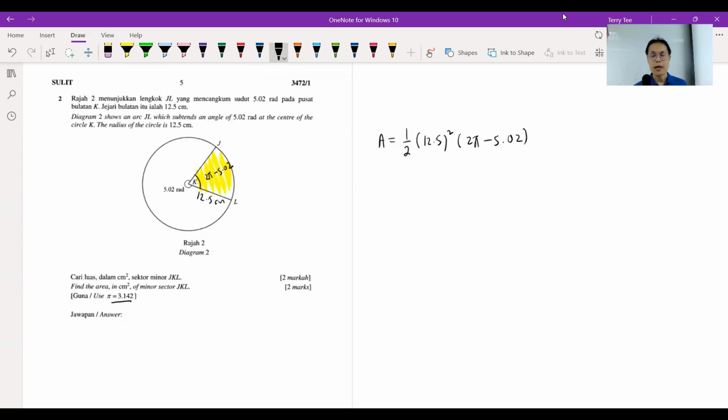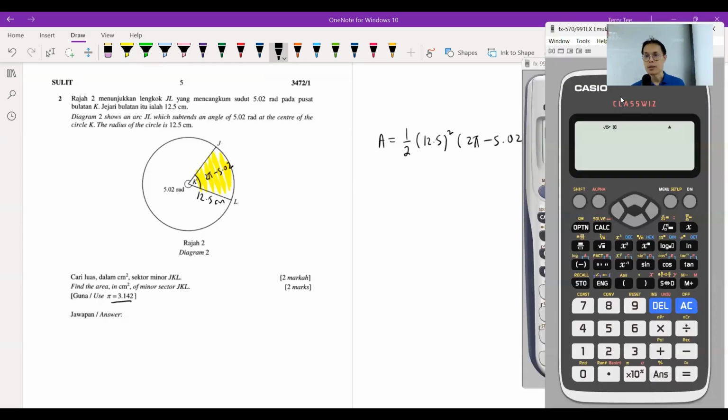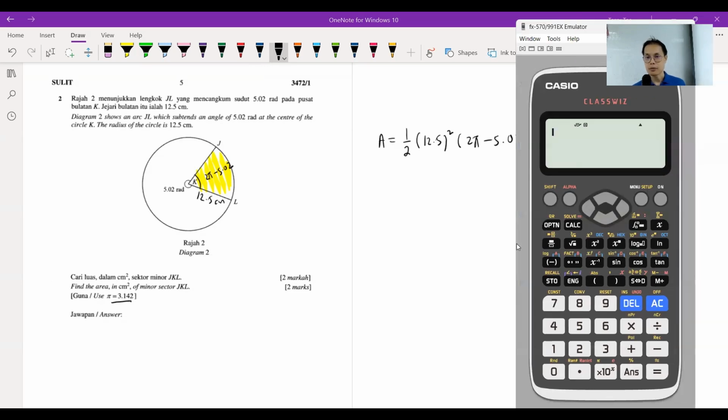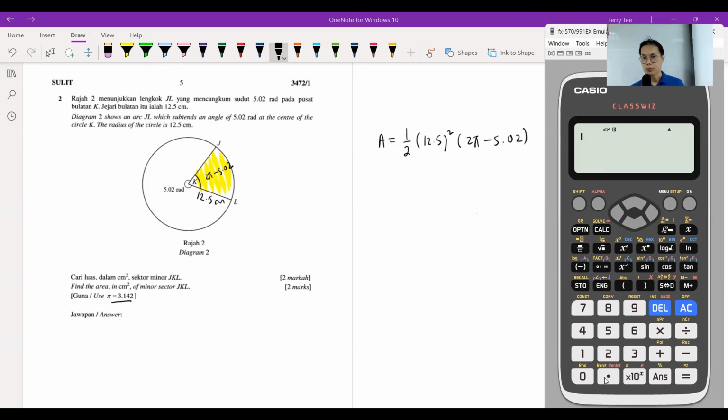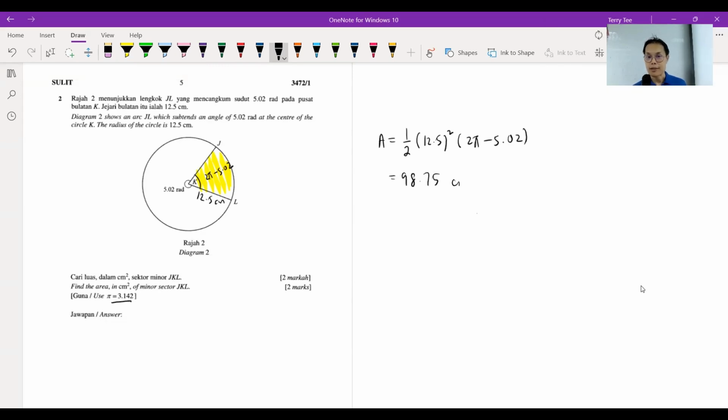Now be sure that they always use pi as 3.142. We always use this in SPM. So let's just type this in. Okay, let me move this away over here. So we take half times my radius, 12.5 square. My theta is 2 times 3.142 minus your angle, 5.02. Okay, so this answer is 98.75. Yeah, 98.75, which is fairly simple.